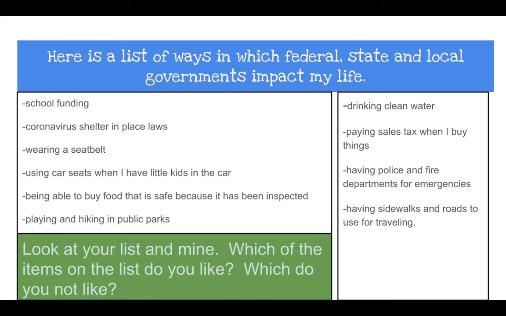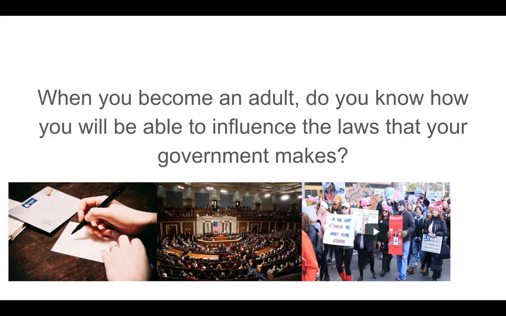Having police and fire departments for emergencies is a government function, and even having sidewalks to walk on and roads to drive on. So take a look at your list and at my list, and which of the items on the list do you like, and which do you not like? When you become an adult, do you know how you will be able to influence the laws that your government makes? There are even some ways that kids can get involved and influence the government even before you turn 18.